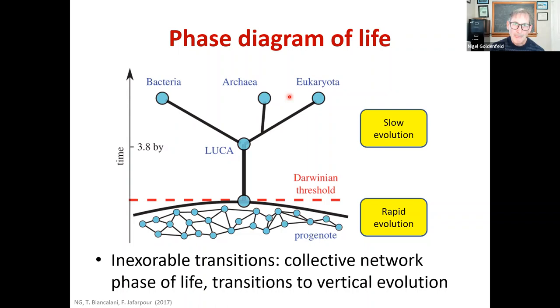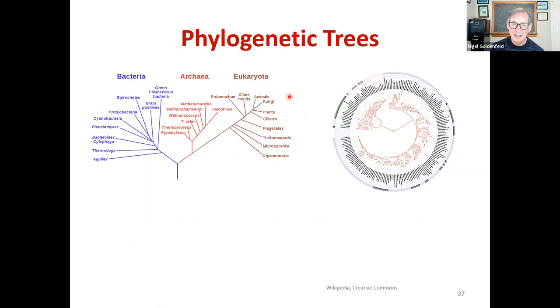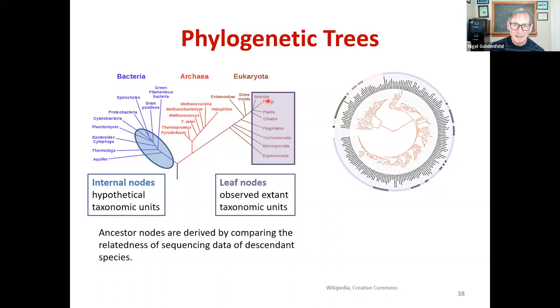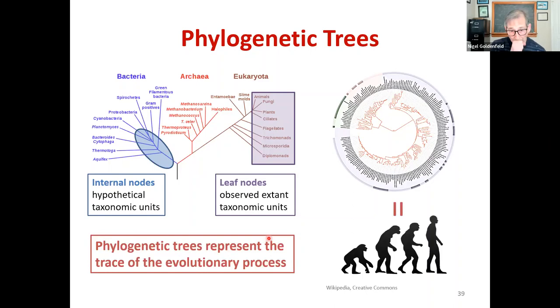Okay, so let's talk about phylogenetic trees. So here is the phylogenetic tree, a slightly different way of presenting it, that Rose had discovered. Sometimes these things are written in this circular way. And what's happening here is you're seeing the leaf nodes. Those are the organisms that we can directly observe. And then there's these internal nodes, which are hypothetical taxonomic units that one infers by the comparative genomics process that I briefly mentioned at the beginning. So these are phylogenetic trees which represent the trace of the evolutionary process.